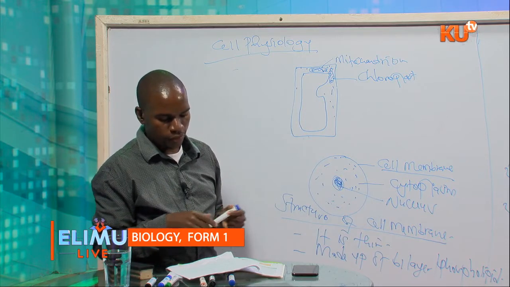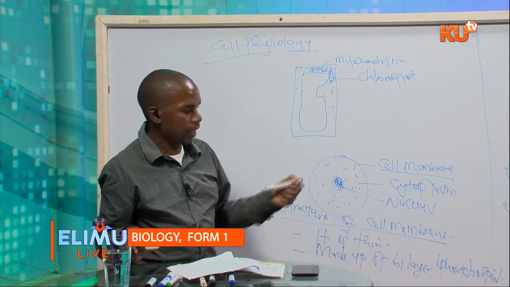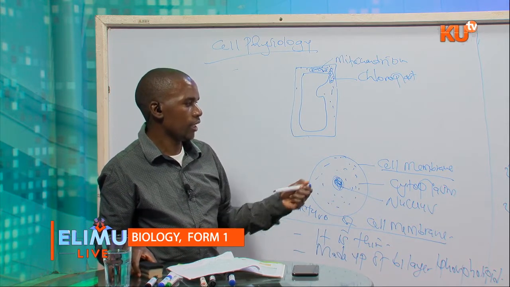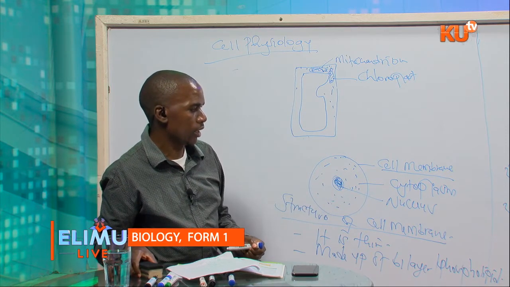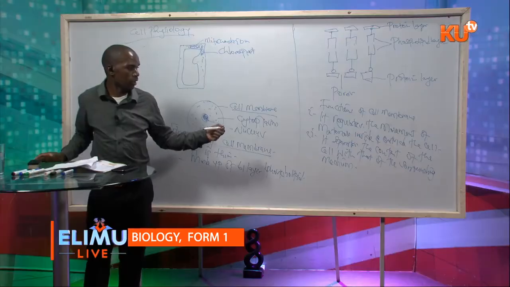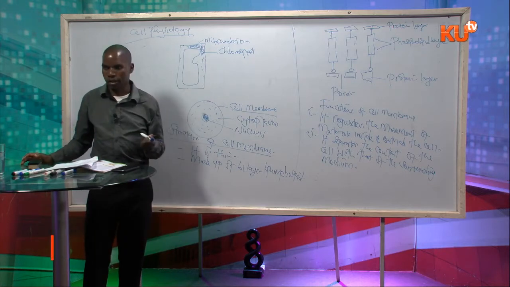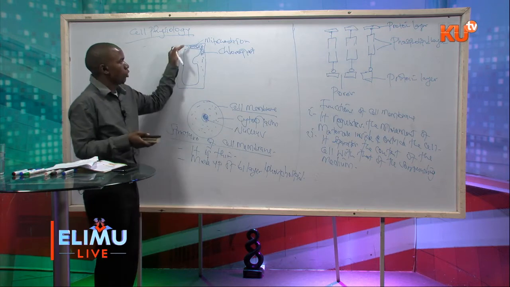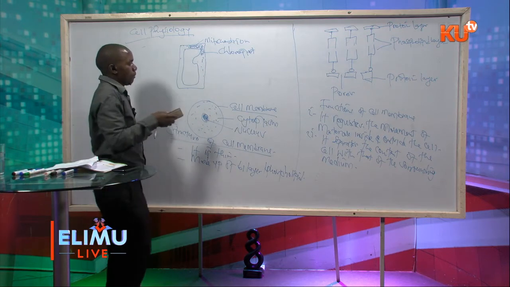Now, those are specific functions that the cell membrane carries out. One, regulation of the movement of materials inside and outside the cell. And the second one is the separation of the contents that are within the cell and the surrounding. So specifically, that is what happens. And I've told you each of these organelles has its membrane.